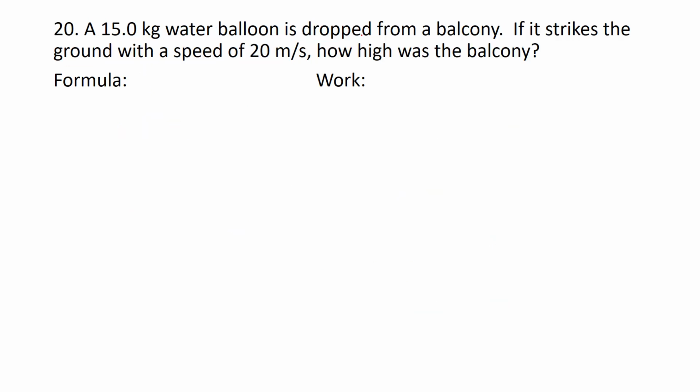A 15 kilogram water balloon is dropped from a balcony. It strikes the ground with a speed of 20 meters per second. How high was the balcony? So back to the conservation of energy. PE initial plus KE initial equals PE final plus KE final.